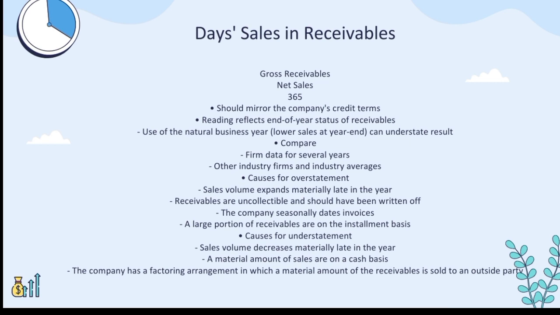Causes of understatement: sales volumes decrease materially late in the year; a material amount of the sales are on a cash basis; the company has a manufacturing arrangement in which a material amount of the receivables is sold to an outside party.